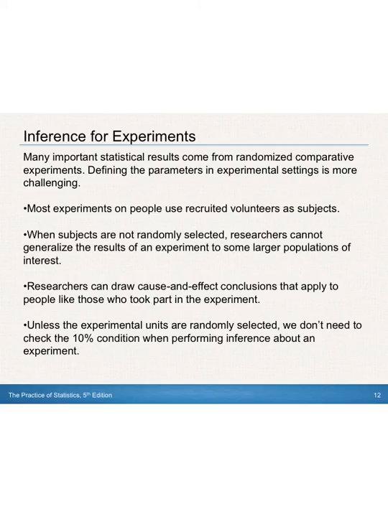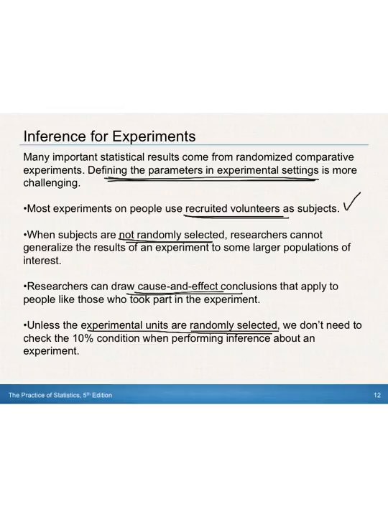So many important statistical results come from randomized experiments, but defining those parameters is a lot harder to do than just regular parameters, so we're going to practice that in class quite a bit. One of the things we need to remember is most experiments are used on recruited volunteers. It's largely unethical to just randomly choose people from the population and randomly assign them to a treatment. So because of this, since the subjects are not randomly selected, we can't generalize or infer the results of the experiment to some larger population of interest, unless they have very similar qualities to the ones that volunteered. Researchers can draw cause and effect conclusions if the treatment was randomized, and since the experimental units are not normally randomly selected, we don't need to check the 10% condition when we're performing inference on an experiment.